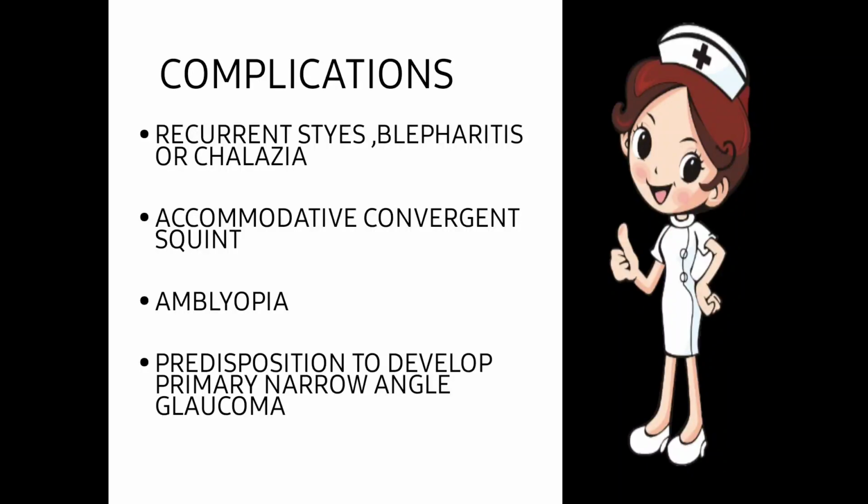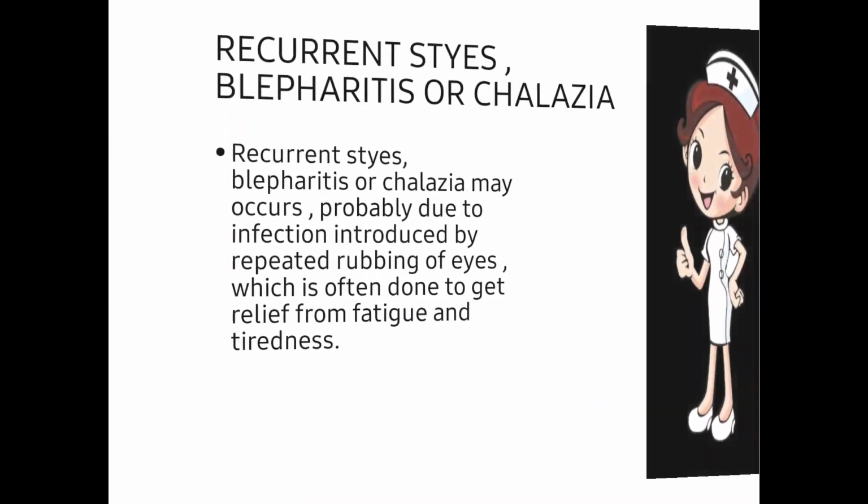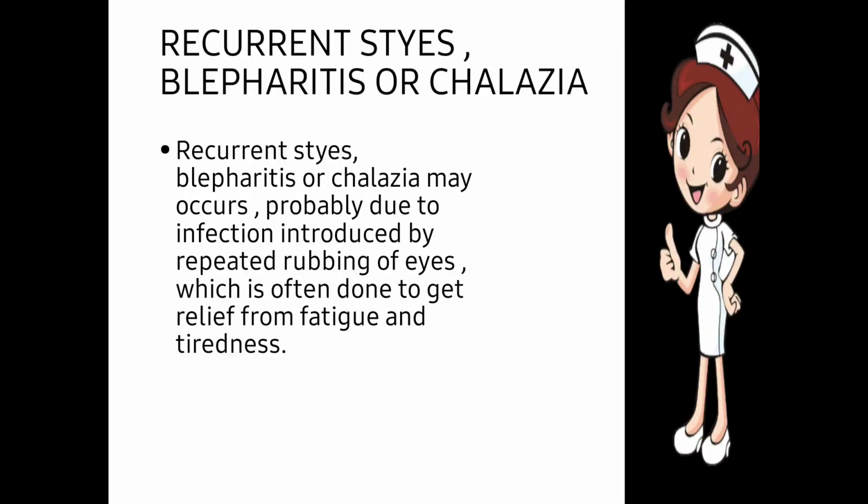So let's see one by one. Recurrent stye, blepharitis or chalazion may occur, probably due to infection introduced by repeated rubbing of the eyes. Now the person is not able to see clearly. What will he do? He will rub his or her eyes again and again, which is often done to get relief from fatigue or tiredness. The patient has tiredness in the eyes, and in order to reduce the tiredness, the patient will rub the eyes.